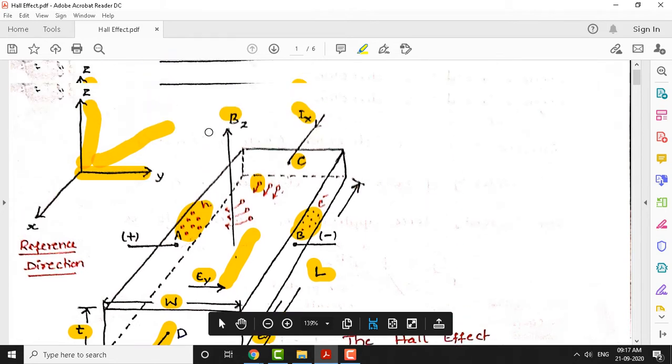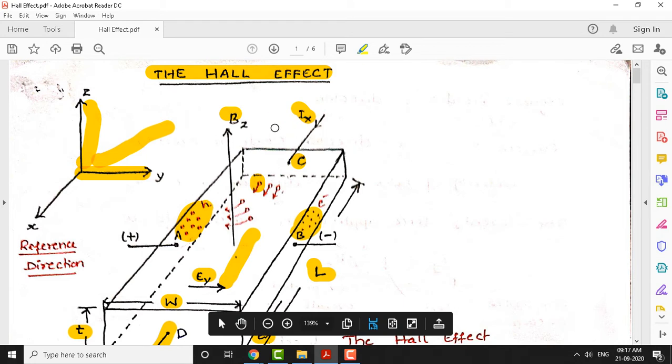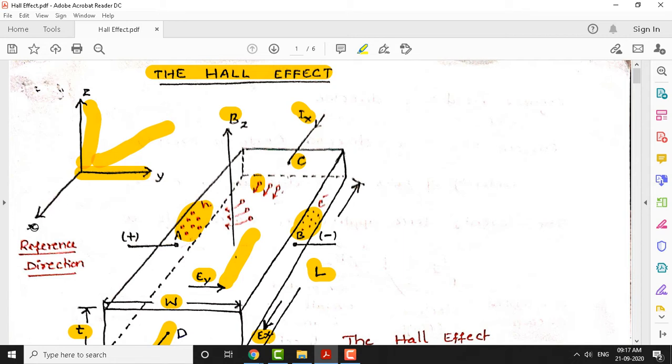Now there is a reference direction, as shown here. This direction helps you understand the various parameters, for example the current, magnetic field, and electric field. To understand the current flowing, magnetic field, and electric field, we choose this reference direction. You can see that the x direction is towards you, out of the computer. Along the width of the computer there is a y direction, and vertically up there is a z direction.